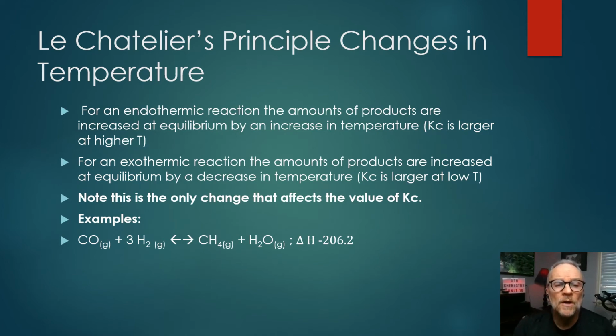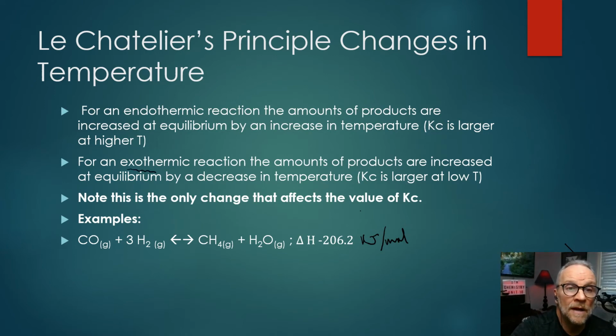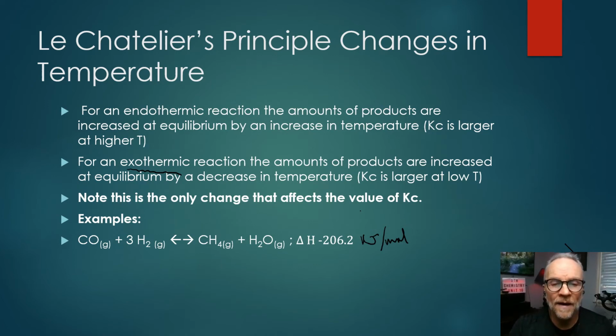And so some examples here. All right, so here we have carbon monoxide and hydrogen forming methane and water. And we have a negative value for our enthalpy change, and that should be in kilojoules per mole. And so this is an exothermic reaction. So when I look at this, I kind of look at it as the energy, the heat, being on the product side of the reaction.